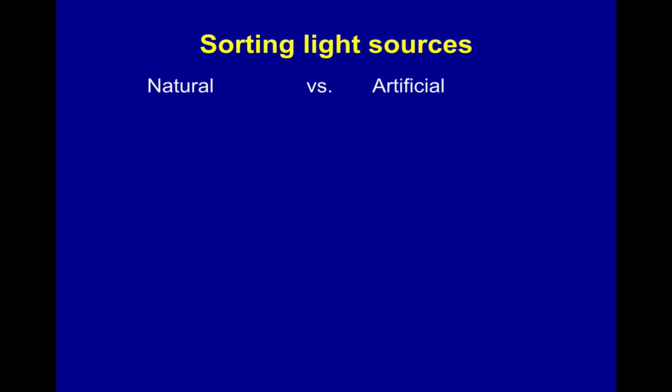So let's sort some of these light sources. Some are natural. What I mean by that is you find it in nature. It's not made by humans. And some are artificial, again, which are made by humans. Most of our sources of light, we need to usually plug them in. So there's some kind of electrical energy usually, or battery energy that comes with the light sources that we make.